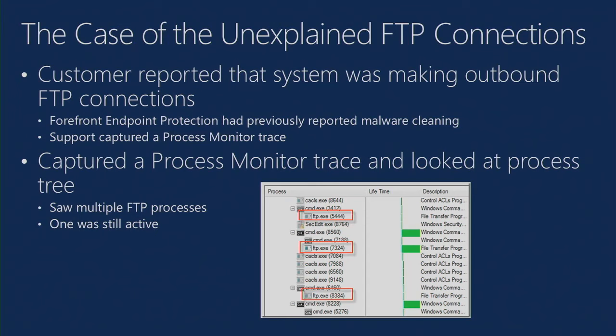The customer detected through some of their network monitoring that a particular server, which was an Exchange server, was making outbound FTP connections. Now that's not suspicious, is it? To make matters worse, after they detected these outbound FTP connections, they went and looked at their antivirus logs and saw that Forefront Endpoint Protection had cleaned some malware off the machine. But the thing was still making outbound FTP connections. So they had a problem on their hands.